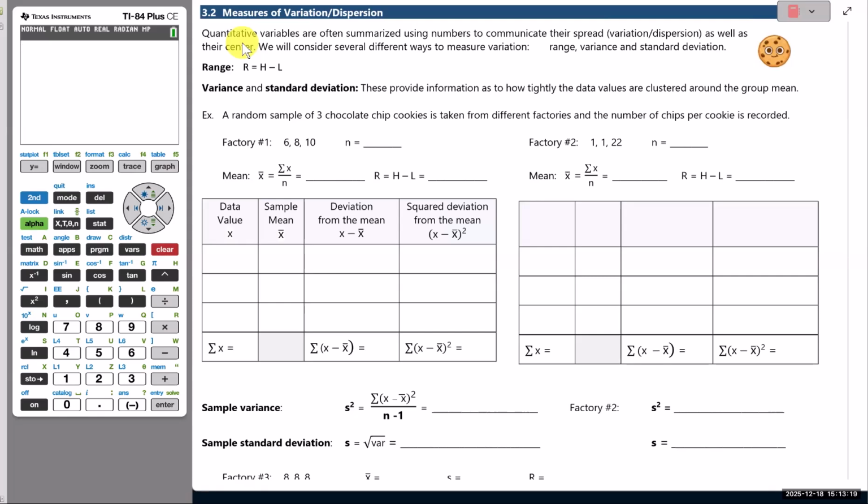So what we're going to do in this section is, rather than measures of center, we're going to focus on different ways that you can measure variation in a data set. In particular, we'll look at range, variance, and standard deviation.